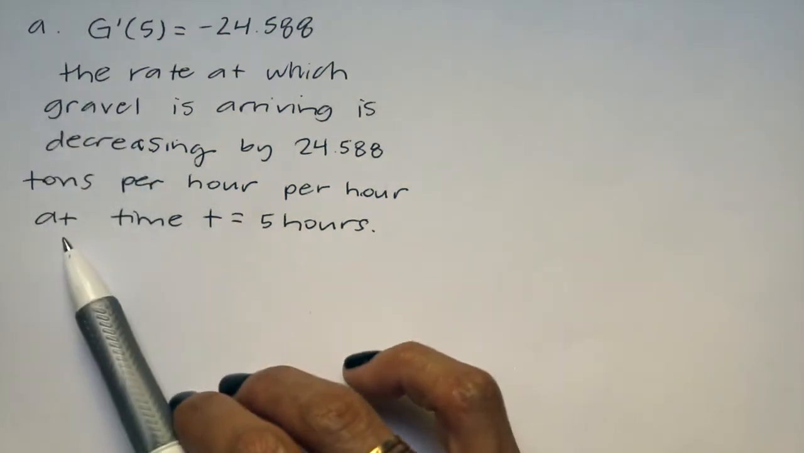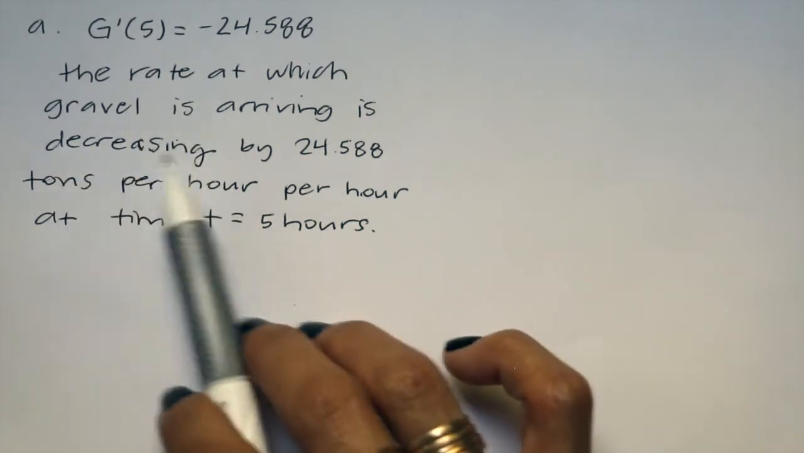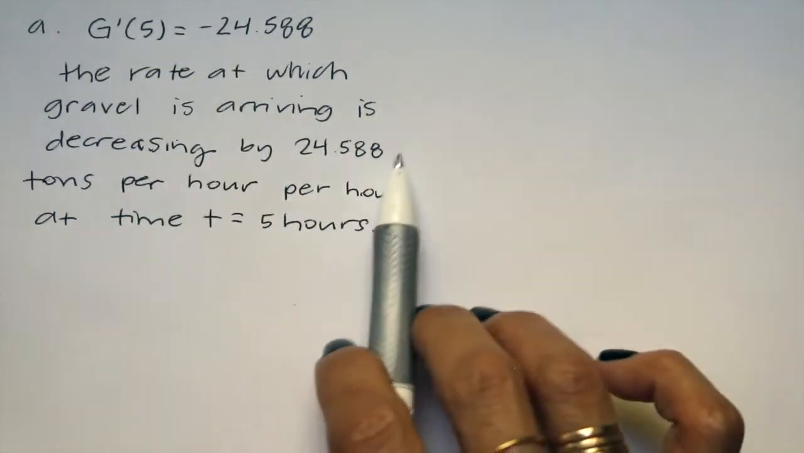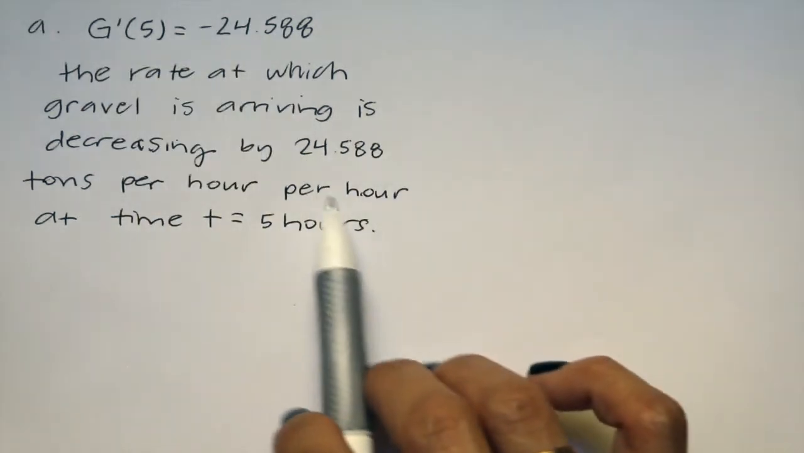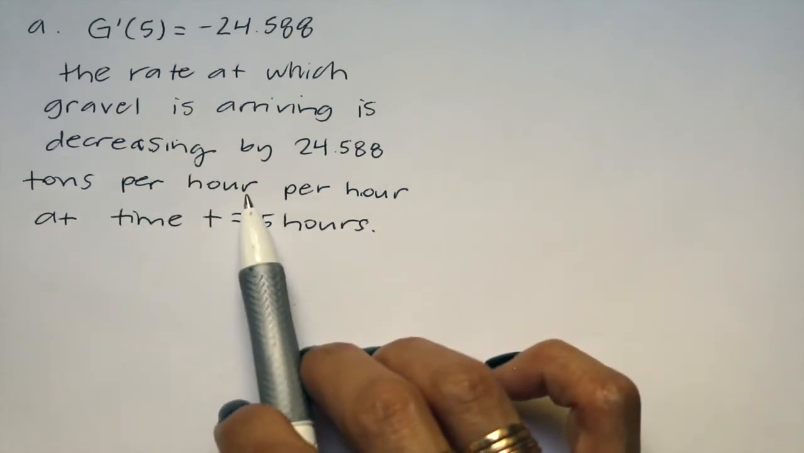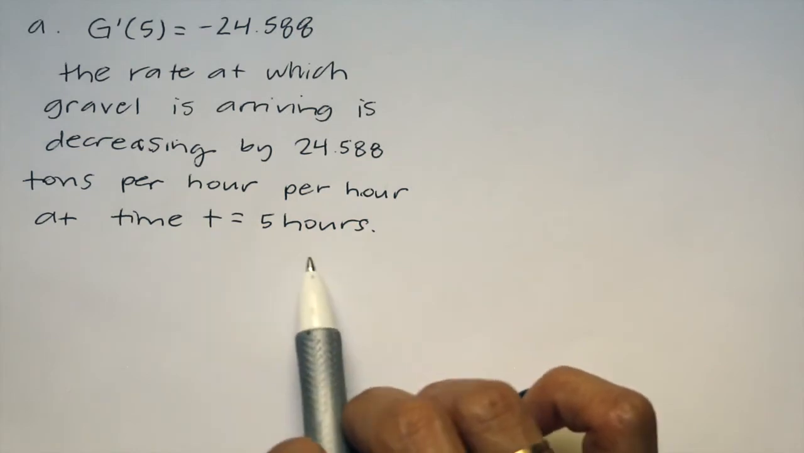Make sure when you're writing your interpretation out, you use the words rate and then either increase or decrease. We used decrease because g prime of 5 was negative. Include the value. Make sure to include the units. So here it was tons per hour, or you could say tons per hour squared, and then specify when it occurs. And so this one occurs when t equals 5 hours.